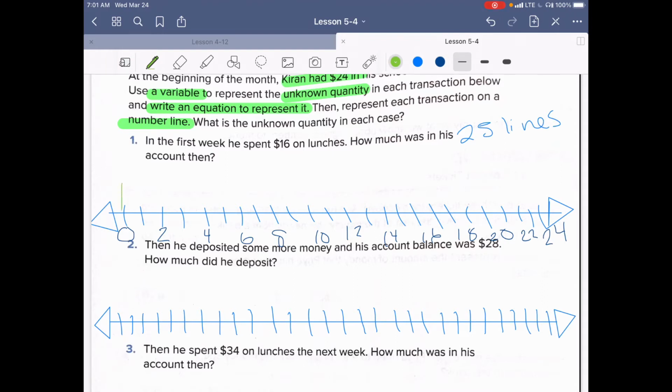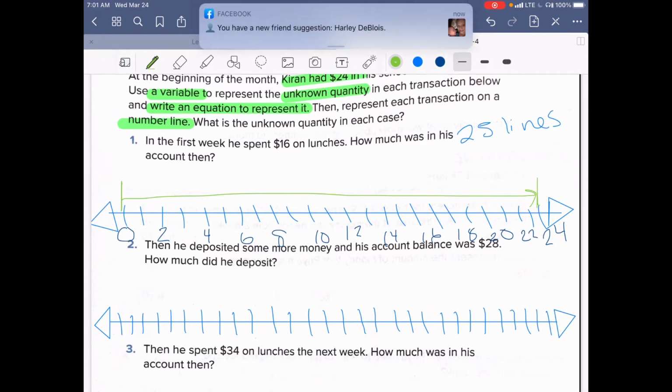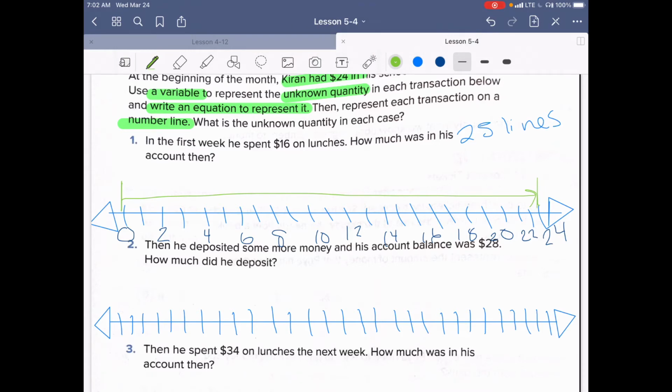So we're going to draw our first arrow on the line to represent our addition equation. We're going up to 24 because we had $24 to start with, and then he spent $16 on lunch. So we can count back, going 2, 4, 6, 8, 10, 12, 14, 16. So right above the 8 is where we're going to land with our second line, and we're going to just draw a back arrow.